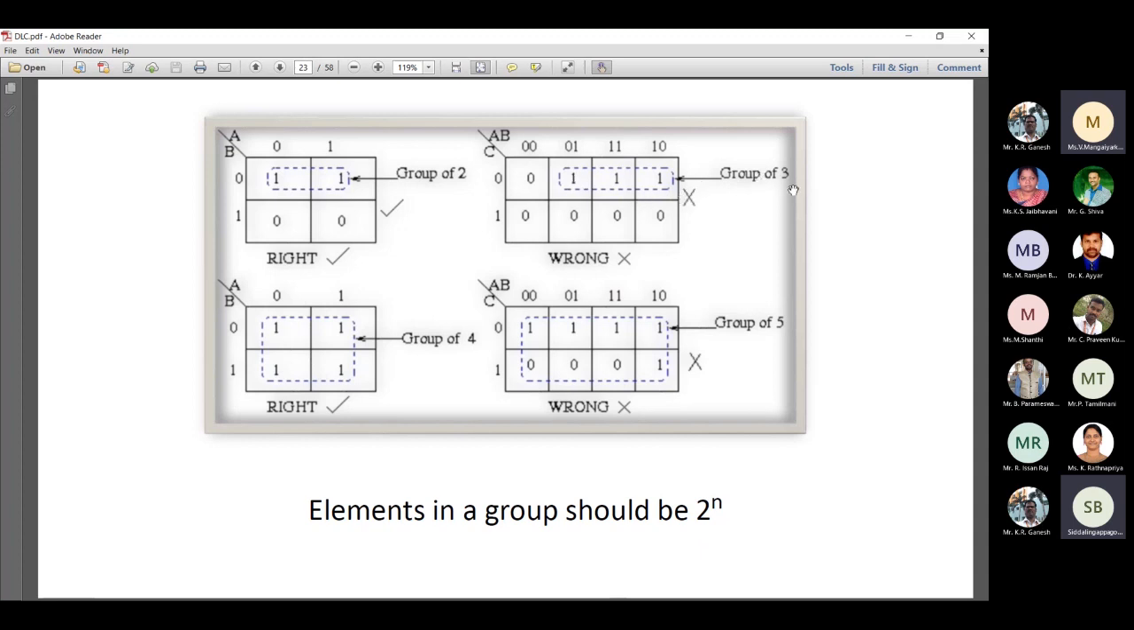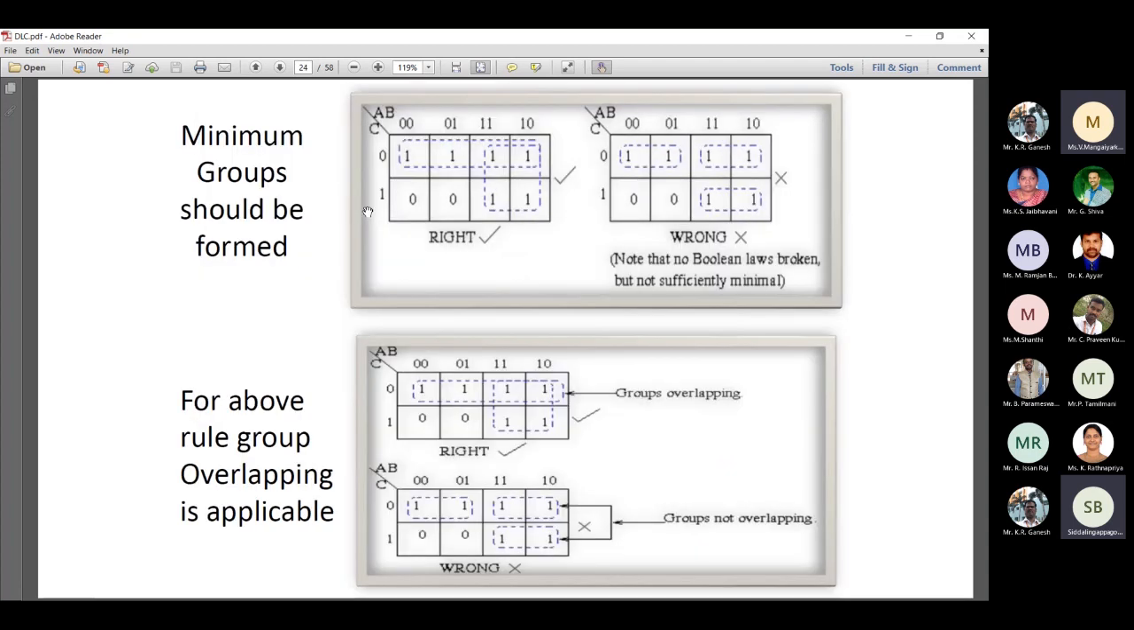So 3 grouping is not possible, as I said. Only 1 grouping, 2 grouping, 4 and 8 are possible, right? So 3 is not there, 6 is not there, 5 is not there, right? Similarly here, there is a chance of overlapping. You can overlap the grouping, but you can't do this. Even if the grouping is correct, you can't do it like this, right?